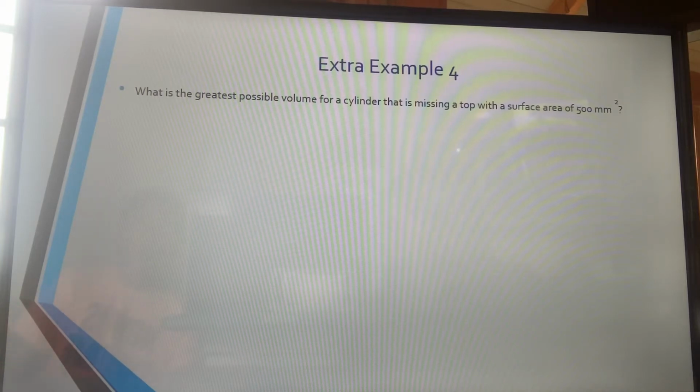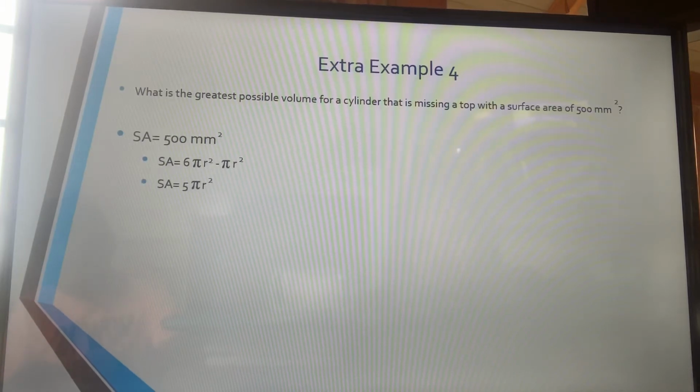The last example states, what is the greatest possible volume for a cylinder that is missing a top with a surface area of 500 millimeters squared? First, define the surface area. Next, put it into the formula. But since the top is missing, we have to take away pi r squared, which is the area of one circle. This changes the equation to surface area equals 5 pi r squared.